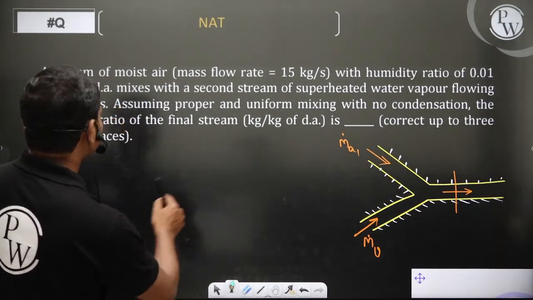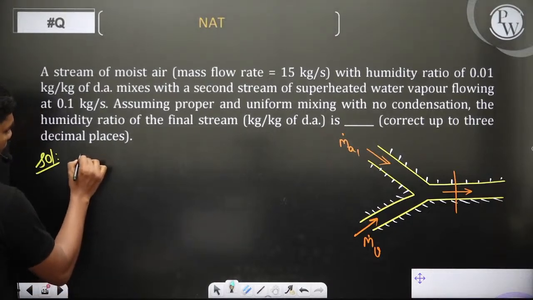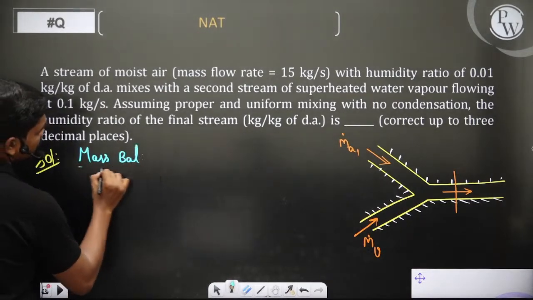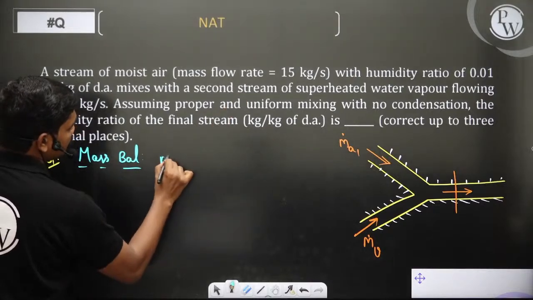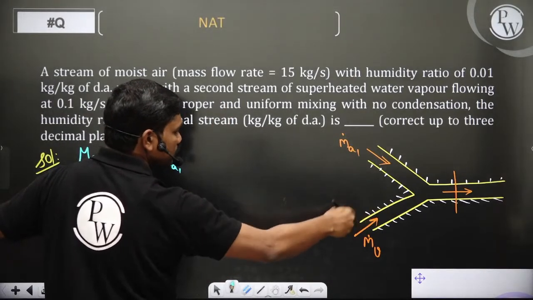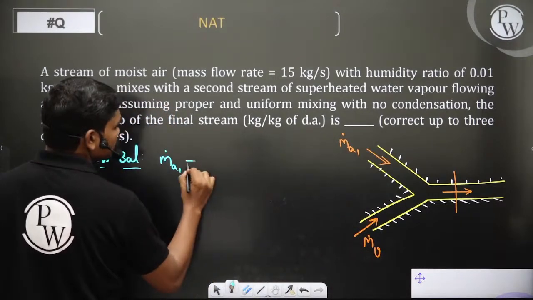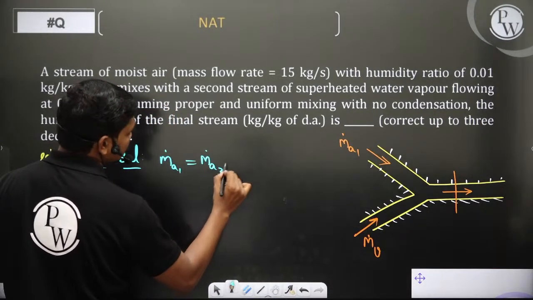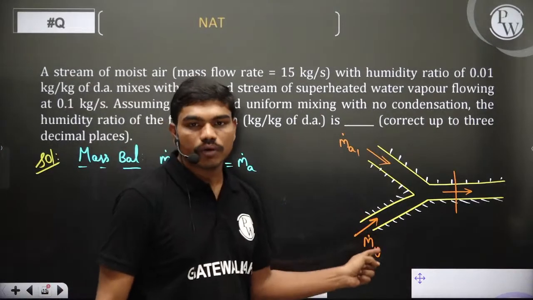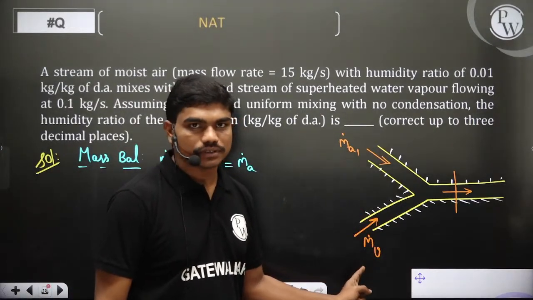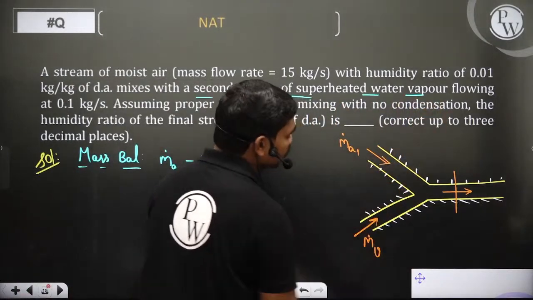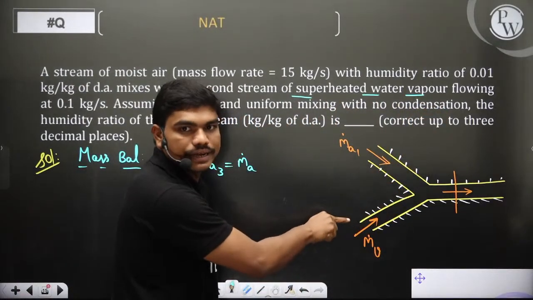Okay. Let's see. Now if you apply mass balance, mass balance gives you m dot a1, and here there is no atmospheric air. I mean, here there is no dry air. It's only a complete stream of water vapor. So this is the same as m dot a3, which is m dot a. Because you see, here there is no air flowing. It's purely water vapor. Correct? They told you it is a second stream of superheated water vapor flowing. So this is complete water vapor. There is no air flowing here.